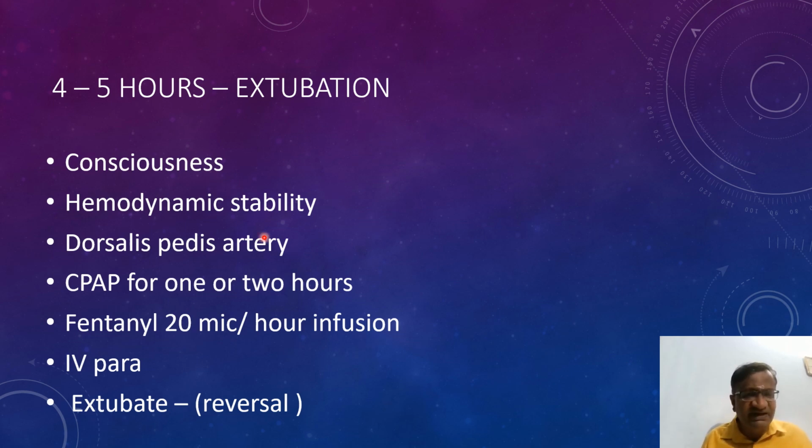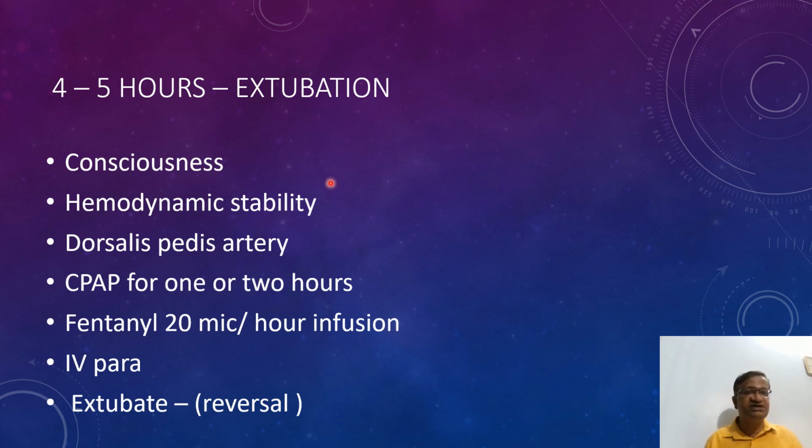Consciousness, hemodynamic stability, dorsalis pedis. I used to see dorsalis pedis. If that is well felt, then your output is fine. CPAP for 1 or 2 hours, fentanyl infusions, IV paracetamol, and extubate, preferably after reversal.